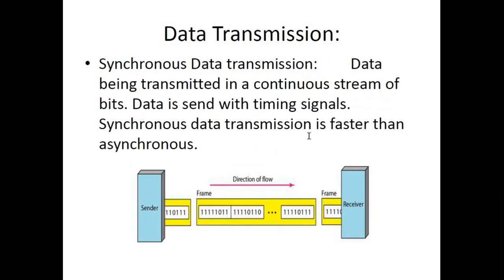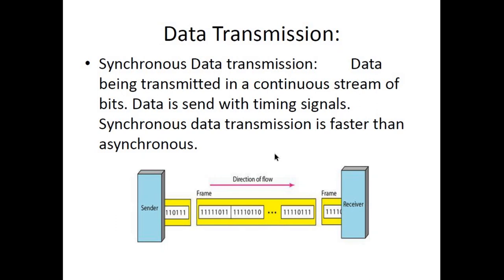Whereas in synchronous data transmission, data is sent in a continuous stream of bits. There is no gap between data, and it is sent with timing signals instead of control bits. The benefit of that is that both the sender and receiver have the same timestamp on the file. Both of them have exactly the same timestamp on file, so this is useful in making backups.